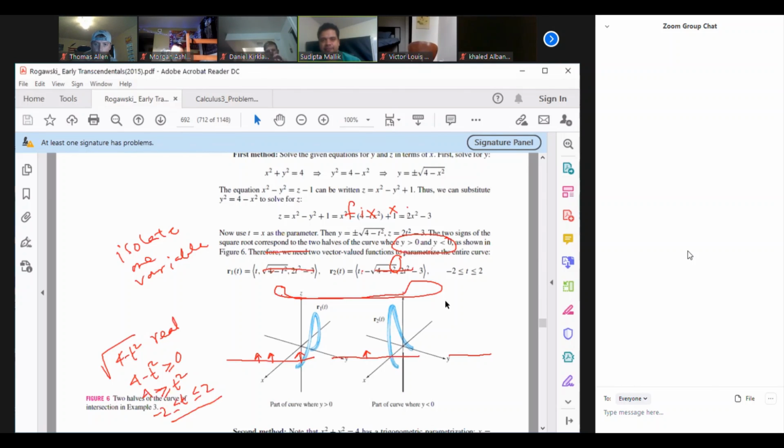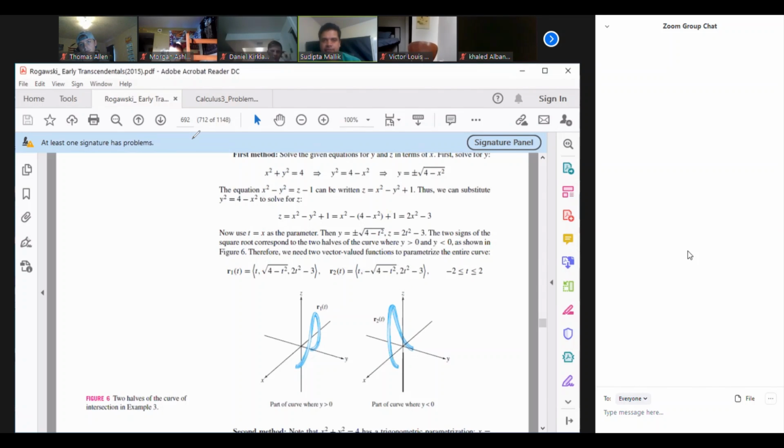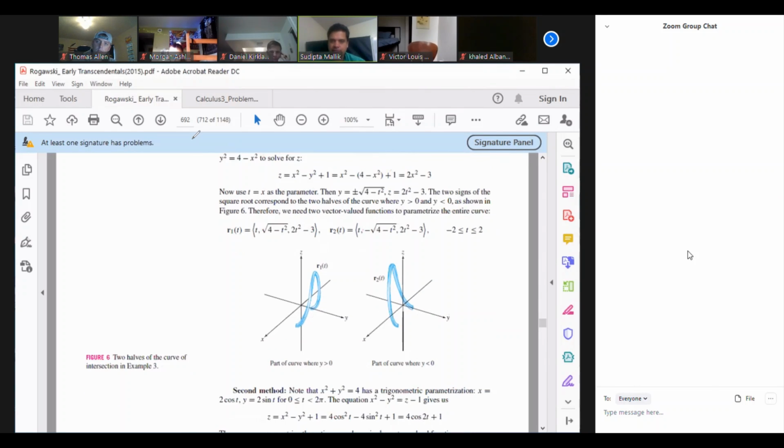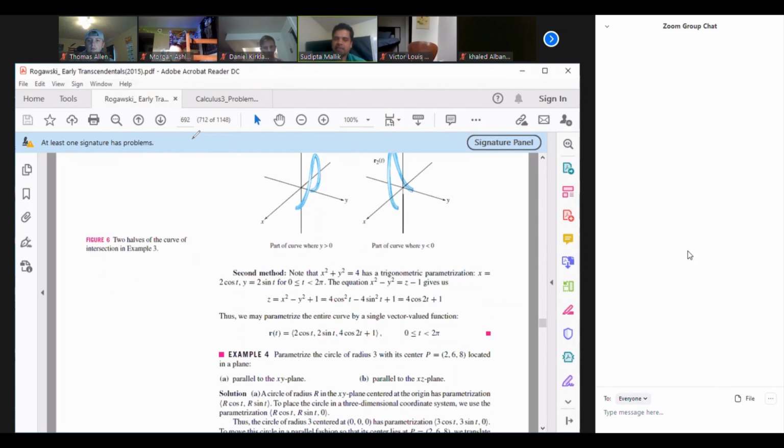Okay. But there is a better way to do it, right? Rather than isolating one variable and writing two variables in terms of one variable, that's one way to do it. And there is another way to do it. When you have x squared plus y squared, those kinds of terms are easy to write in terms of sine and cosine.